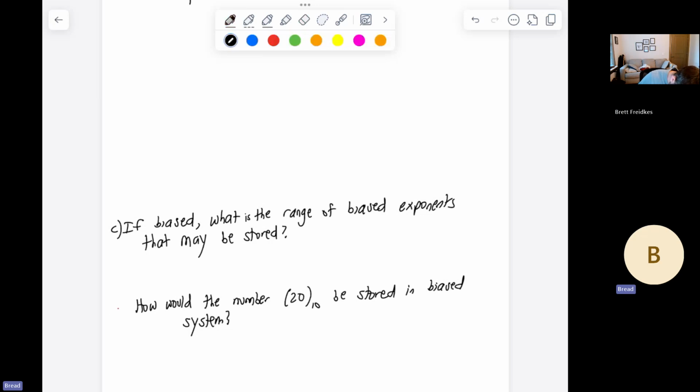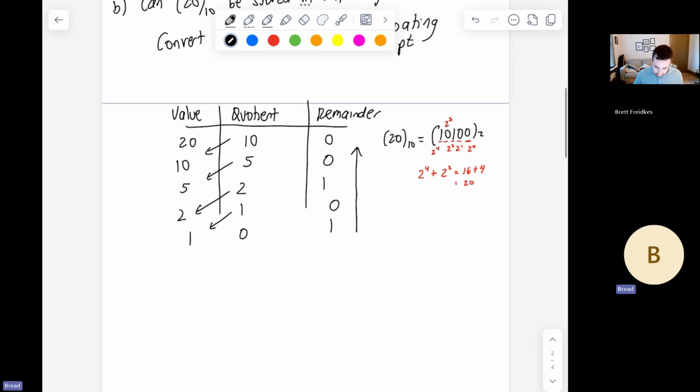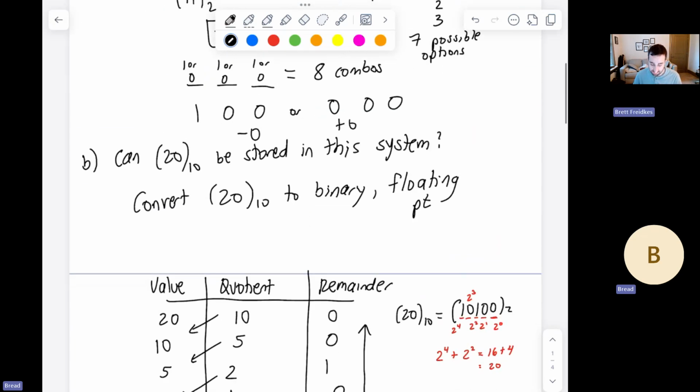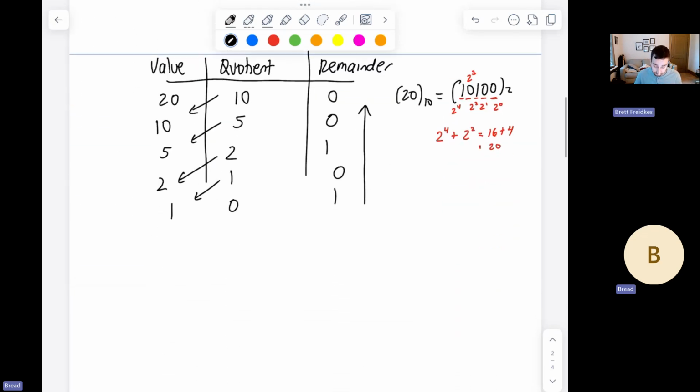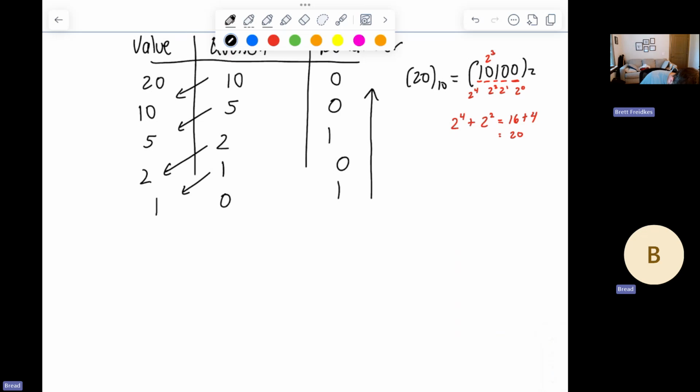For this question, it asks, can it be stored in the system? We have to convert the floating point. So we're going to do 1, 0, 1, 0, 0. And let's remember where the radix point is. That's the decimal point in a binary system, is in its normal position. That's all the way on the right.